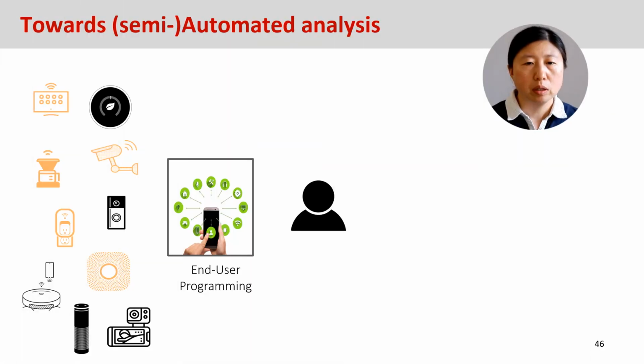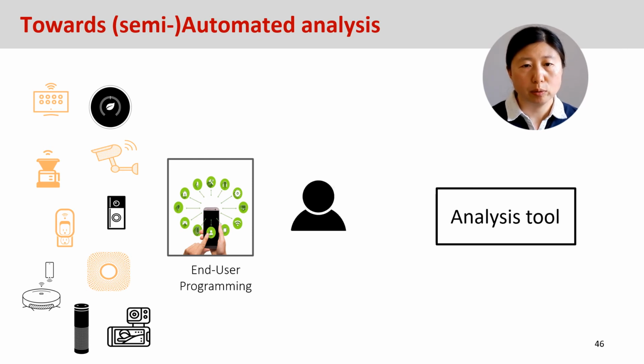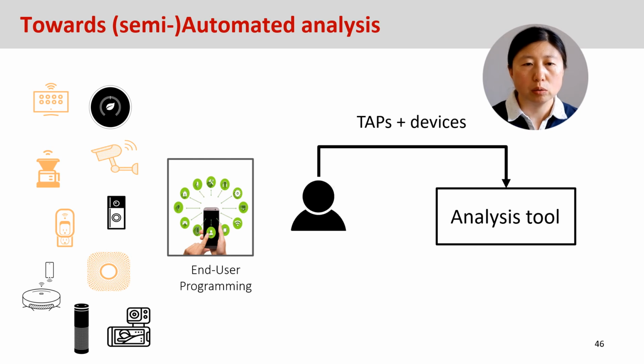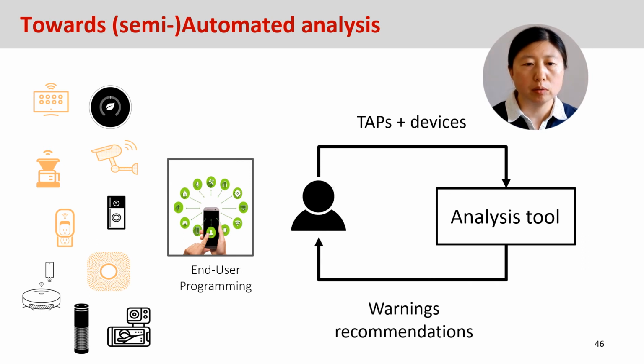To help the user, we would like to develop an automated analysis tool based on our enriched model so that the user can input into the tool their rules and device settings, so that this input can capture a lot of the useful contextual information a very accurate analysis would need. Then the analysis tool would run some algorithm and produce some useful warnings and recommendations to the users, so that this information will be useful to guide the users to change their settings for the better.